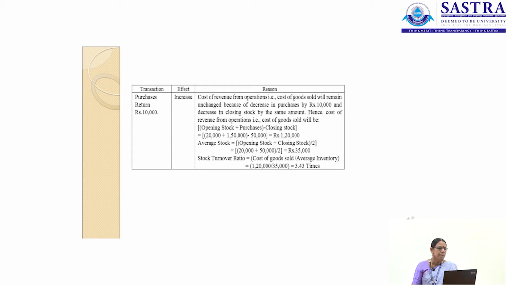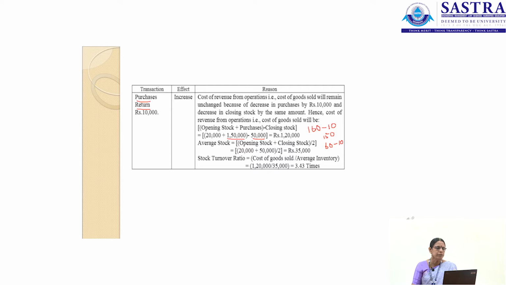Next transaction is purchases returns. When we have purchases returns of 10,000, we are returning goods to the supplier. Now what will be the impact on your stock turnover ratio? Already we had 1,60,000 as your purchases. Now we are returning 10,000 rupees to the supplier. So your total purchases is said to be 1,50,000 rupees. See to it, we have 1,50,000 rupees. Now your closing stock is already 60,000. Now we have returned 10,000. So the closing stock decreases by 10,000. That is your 50,000 rupees.